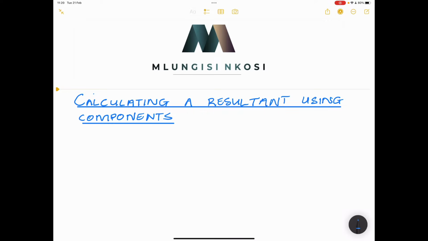And we've been looking at vectors. And this time, what we want to do is to be looking at the resultant using components.